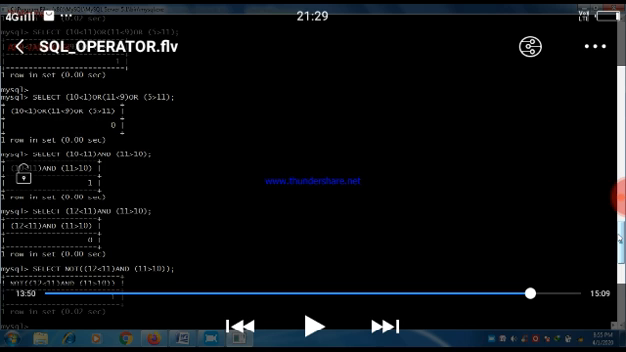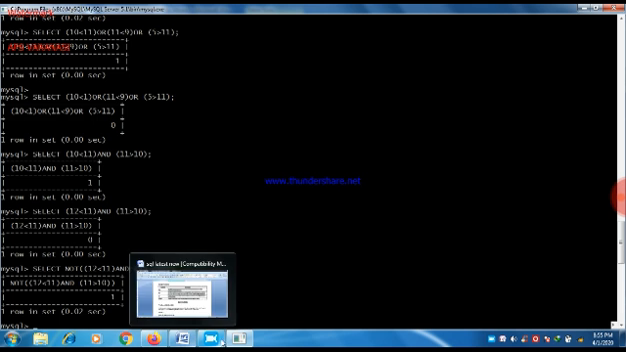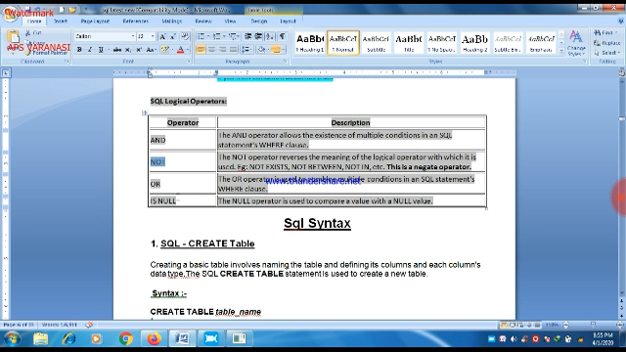In the first condition the answer will be 0, and using not the answer will be 1. So using the not operator you can negate the answer. Just reverse the answer using the not operator. So that is the basic use of not, it negates the answer. And the last one is the null operator.